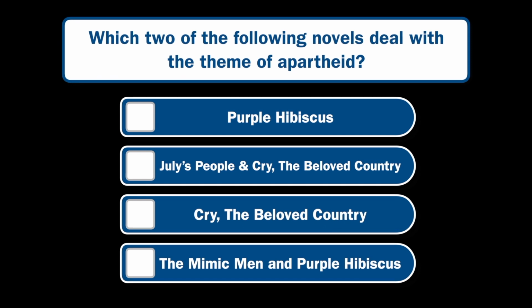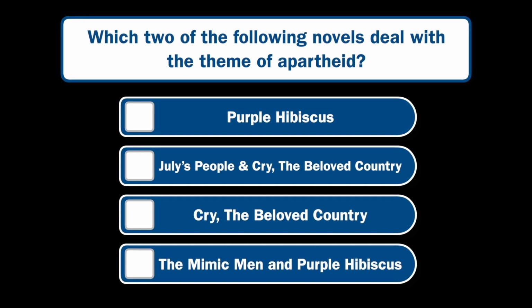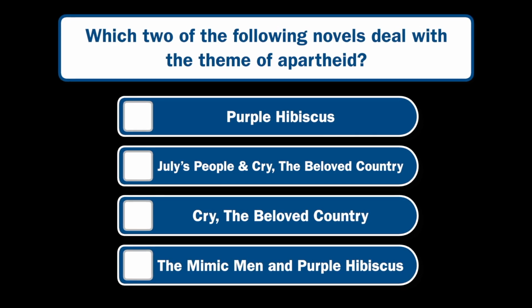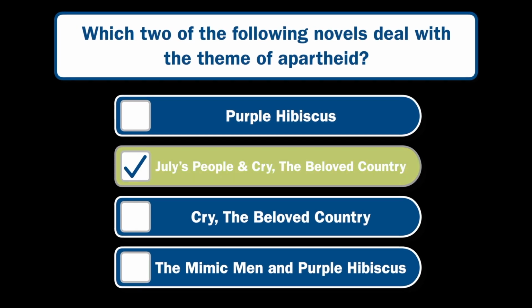Many times there have been questions on this topic. For example, here is a question from past papers. Which two of the following novels deal with the theme of apartheid? Here we have a lot of novels: Purple Hibiscus, July's People, Cry the Beloved Country, The Mimic Man, and so forth. And the right answer to this question is July's People and Cry the Beloved Country by Alan Paton. It's not the first time the question was asked in the previous year questions. There have been many questions from this particular topic.